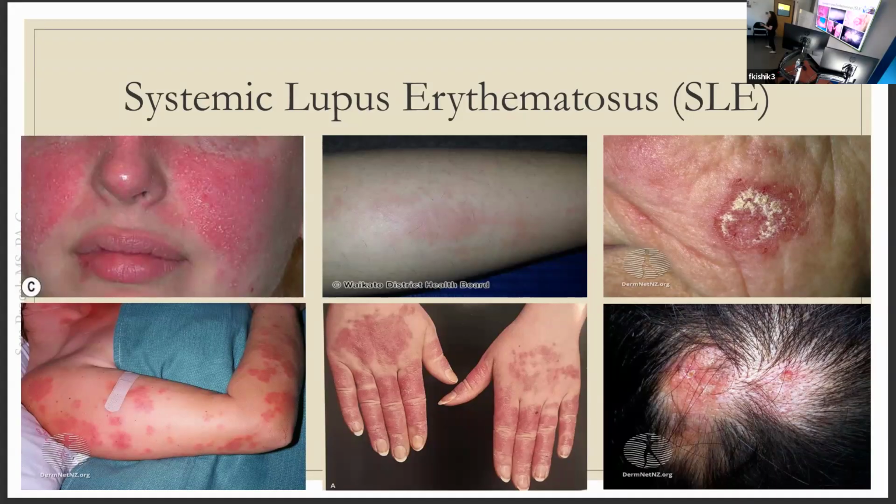There are 3 different forms of SLE. You can have acute, you can have subacute, or you can have chronic SLE. It's going to have different presentations depending on where your patient is in that spectrum. For our purposes, we're going to be talking about the skin manifestations you can see in the acute form and then also in the chronic form.